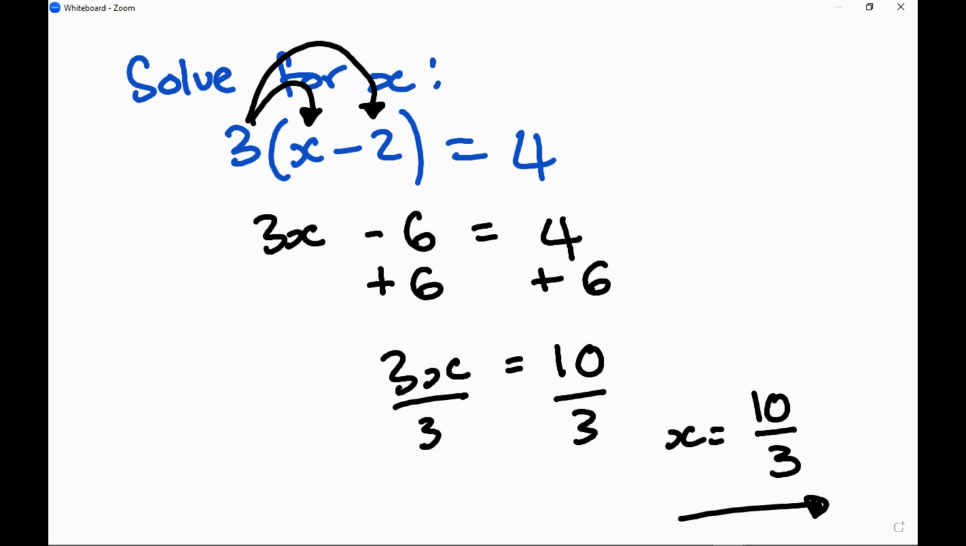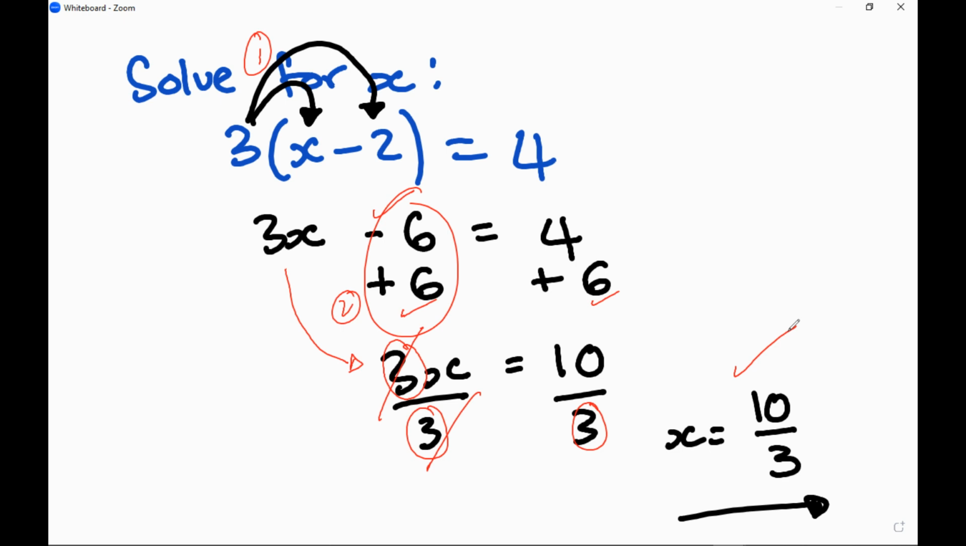So remember, whenever we do this, we've got to follow the steps carefully. The first thing over here is I multiplied it into the bracket, right? So step 1 is to multiply. Step 2, you can see, is I added plus 6 on both sides. Why did I add plus 6? Because that will cancel out the negative 6. Then I bring the 3x down, and whatever number's in front of x, I divide by that on both sides. That'll cancel out the 3's, and that leaves me with my final answer, which is x equals 10 over 3.